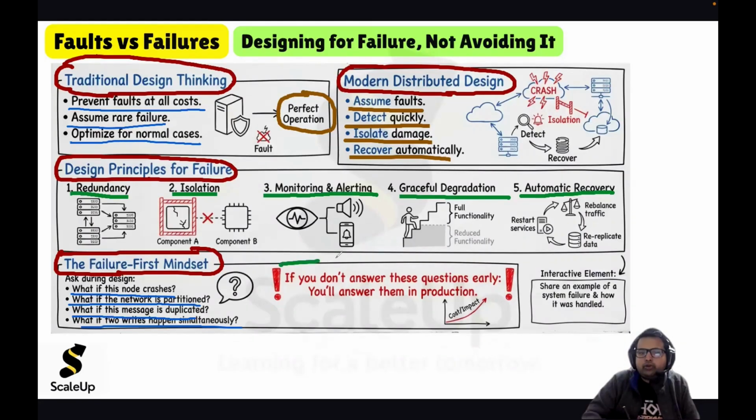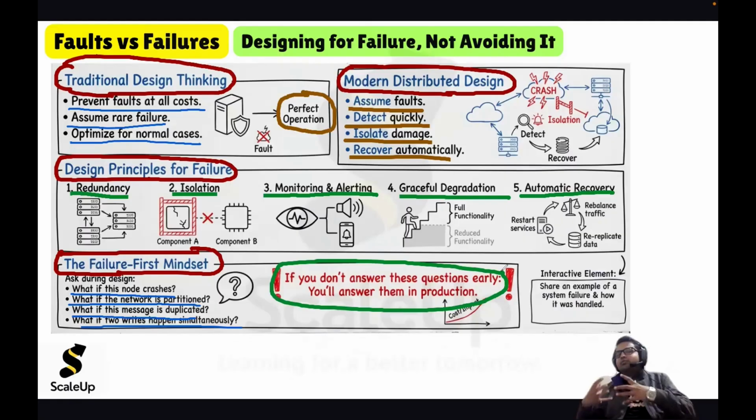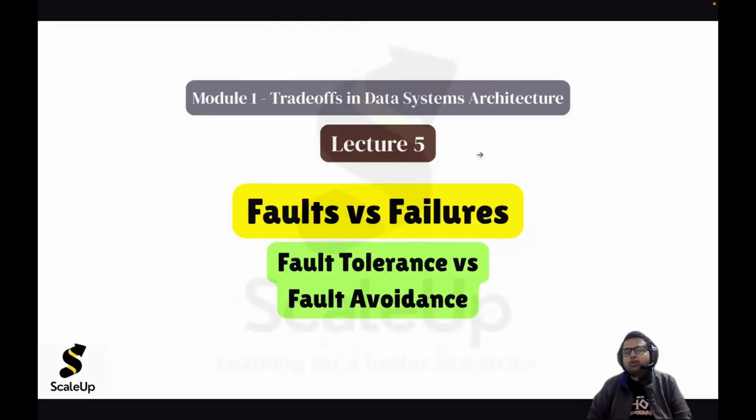So if you do not answer these questions early, you have to answer them in production. Because if you answer them early, then the system you will launch will be very reliable. But if you don't answer this question early, then your system might face lots of problems, and then you will be needing to answer these questions. Fault tolerance versus fault avoidance.